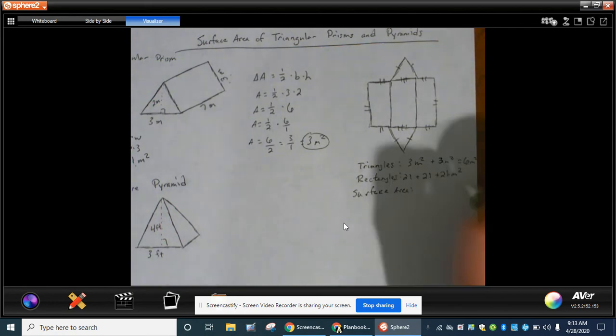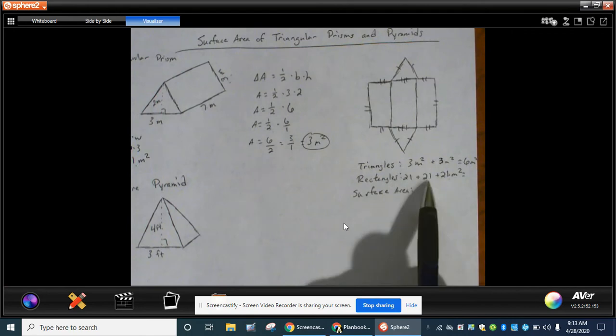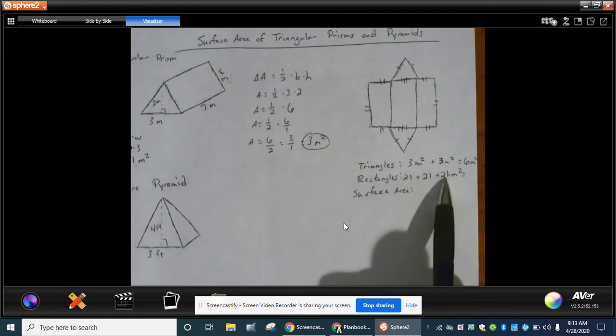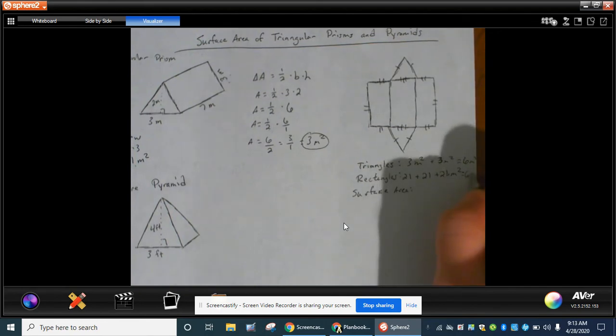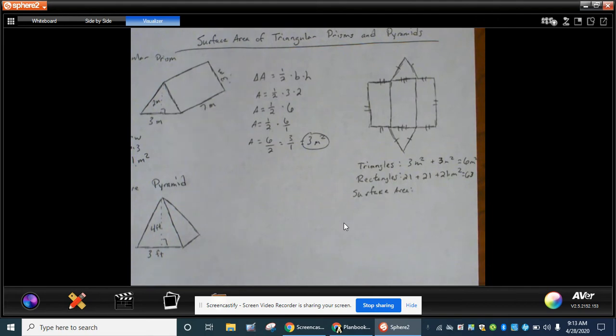And right here I have 21 plus 21. That is going to be 42, and 42 plus 21 is going to be 63. So 63. Now I have room for my measurements there.